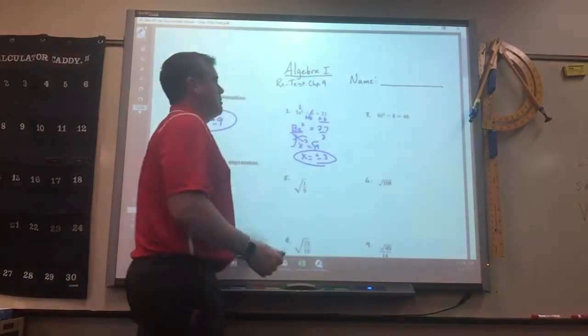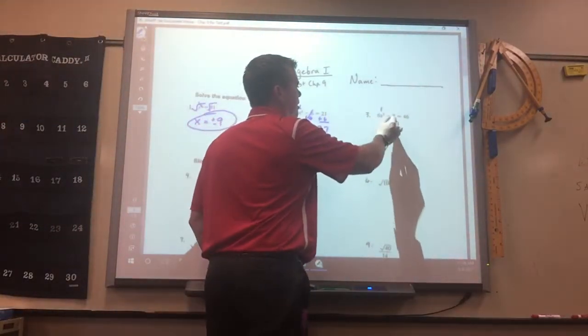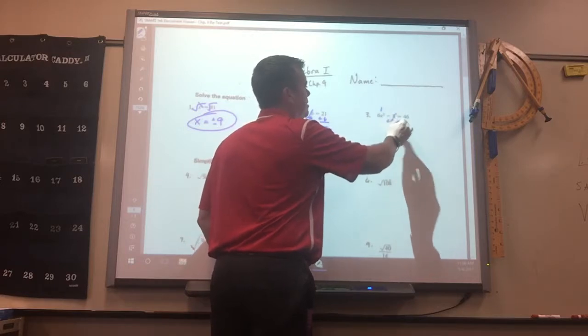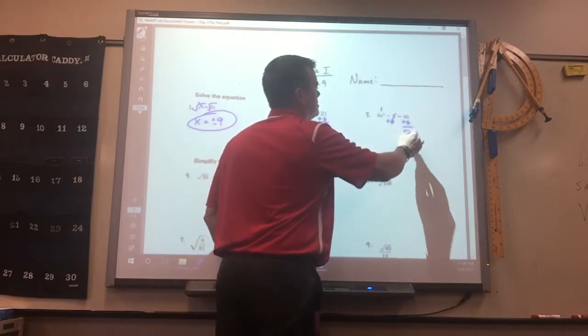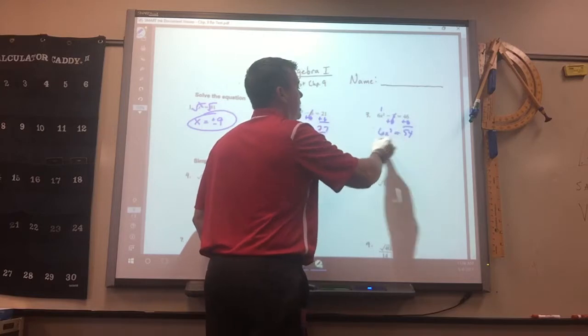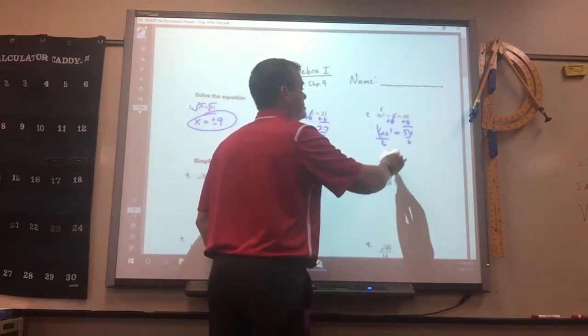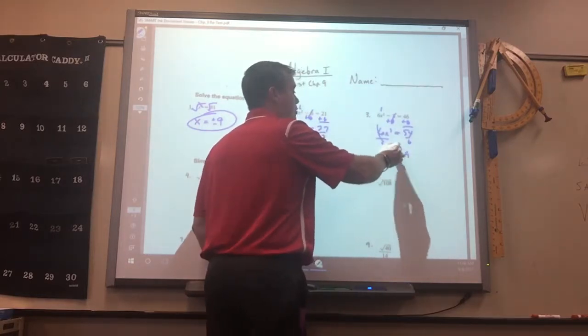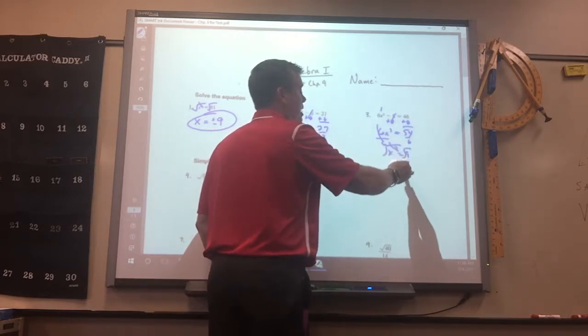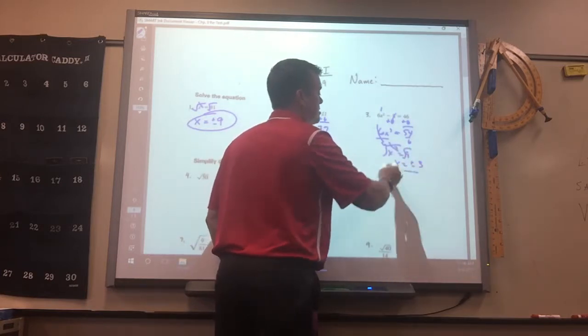This one's pretty much the same as that. To get the x by itself, get rid of the minus 8, so you add 8. Divide by 6. And then you get rid of the squared, you square root. And remember that it is plus or minus 3.